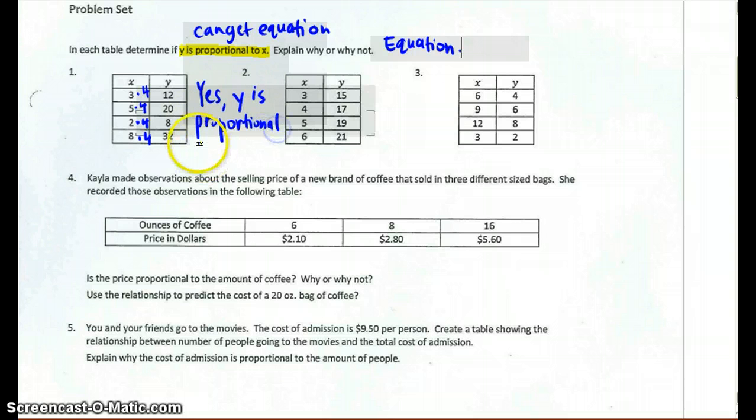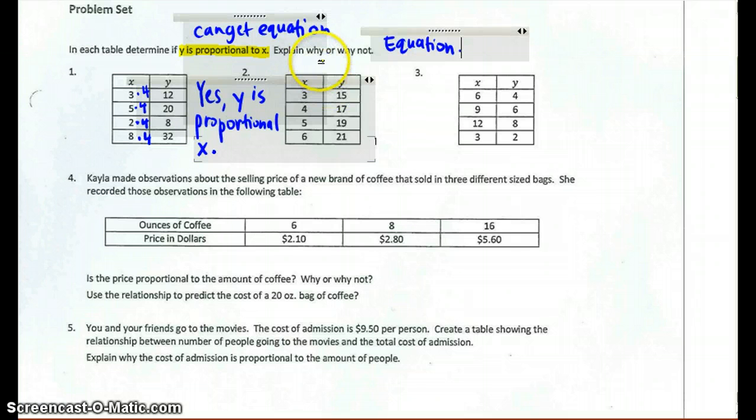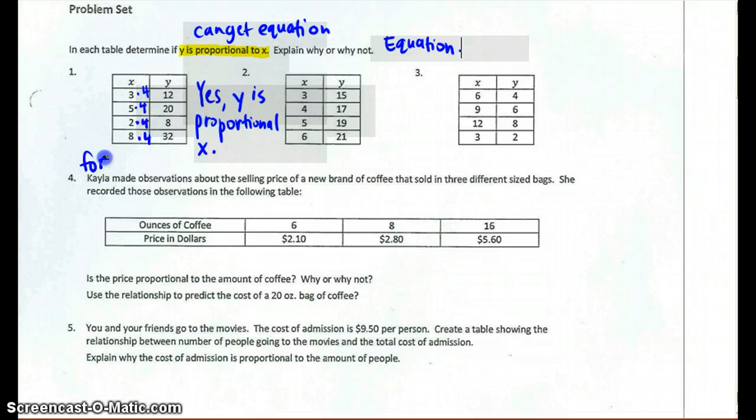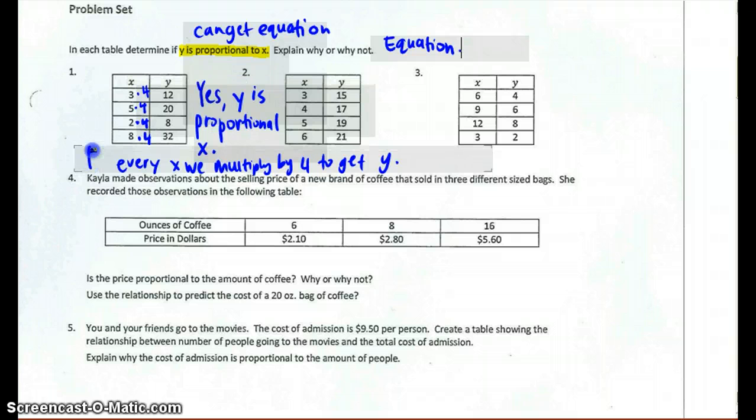Write a sentence for your answer. It will help you in your test that's coming up on Friday. And the reason is that for every x we multiply by 4 to get y. Okay, and in this complete sentence, let's capitalize 4.